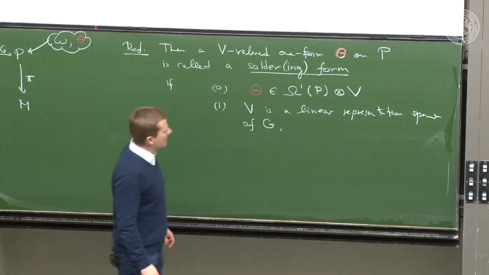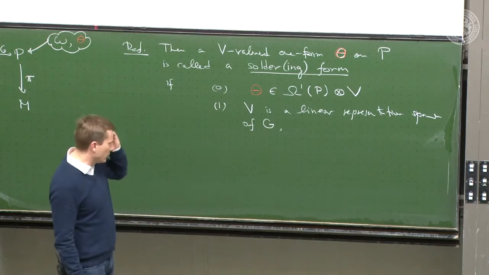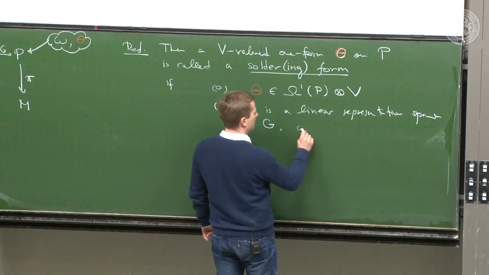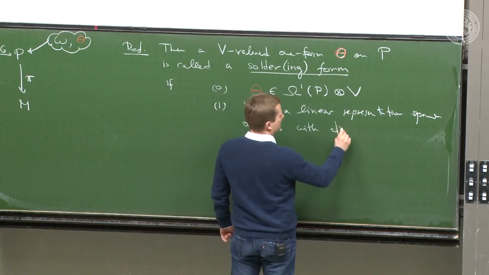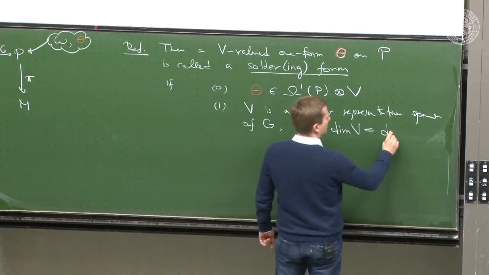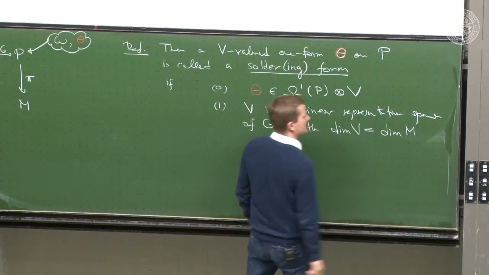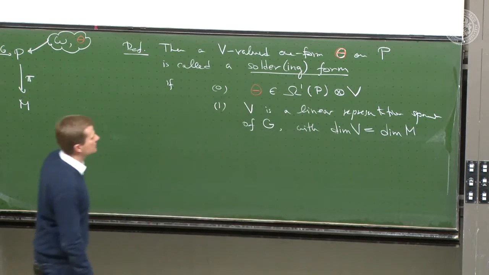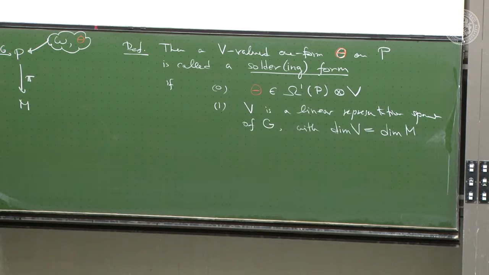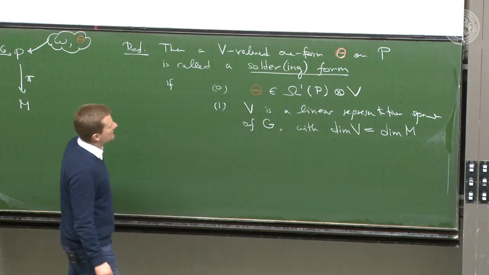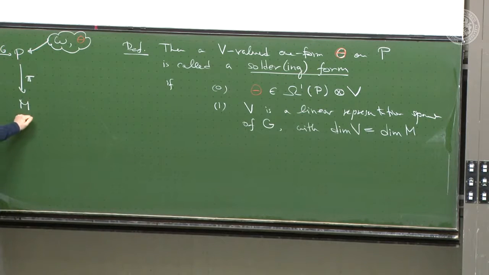And I now add something which actually will follow from the last assumption, but why not make it explicit here? The dimension of V is not arbitrary. V must have the same dimension as the base space. So this is an important restriction. Not any vector space. Well, V is, of course, a vector space. A linear representation is a vector space. It must have the same dimension as the base manifold.